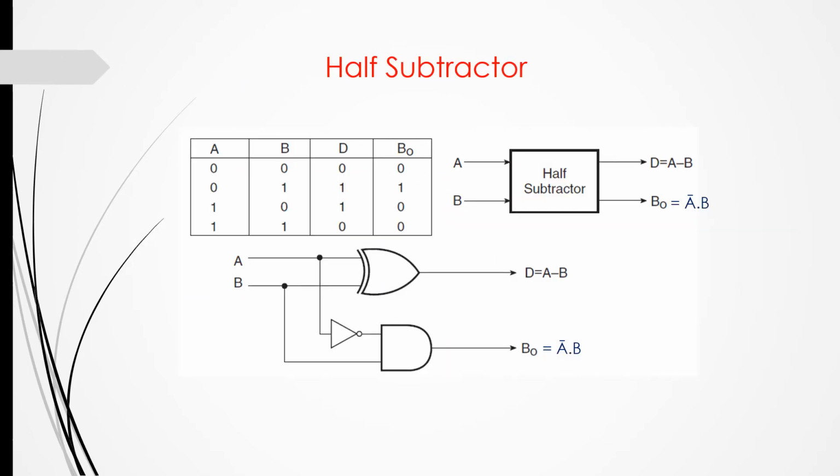Half subtractor is used to subtract one bit from another one. So here you can see truth table, block diagram and logic diagram of half subtractor. XOR gate, NOT gate and AND gate are used to construct half subtractor.